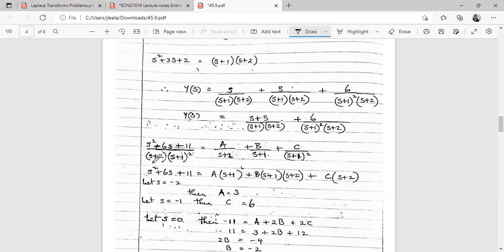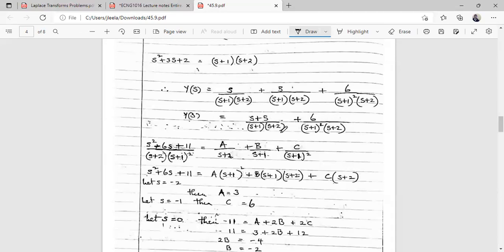Then the LCM here will be s plus 2, s plus 1 squared, right? So which means I'll have to multiply this s plus 5 by s plus 1. So I'll end up getting s squared plus 6s, and 5 and 6 will give me 11. So this combined rational fraction is all of the Y's put together.